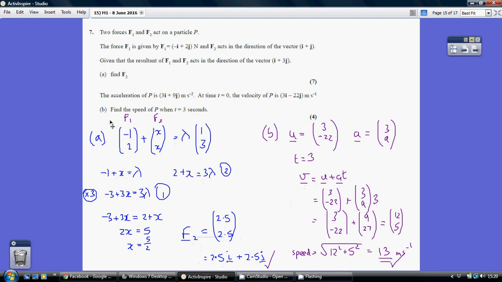Now I'm being asked to work out the magnitude of that velocity. So the magnitude of that vector, the size of the velocity, is the speed. So I need to work out the size of this vector. So that's just using Pythagoras. What is 12 along and 5 up? What is the resultant vector? So I just do the square root of 12 squared plus 5 squared, which is 13 meters per second.